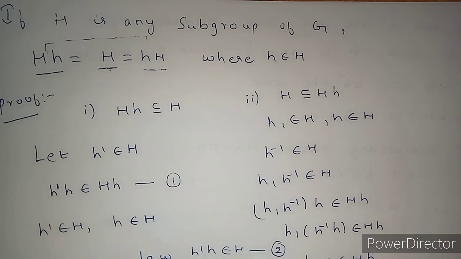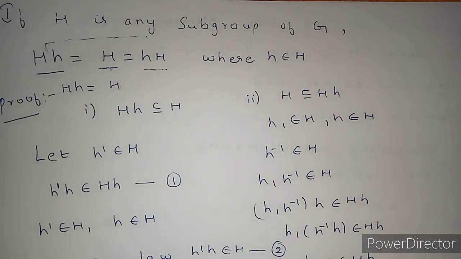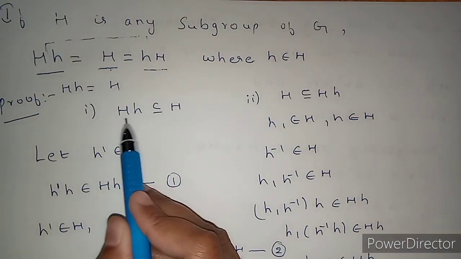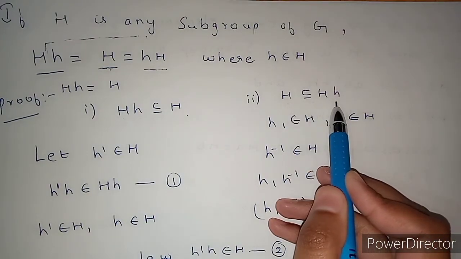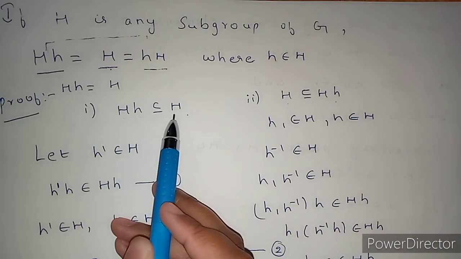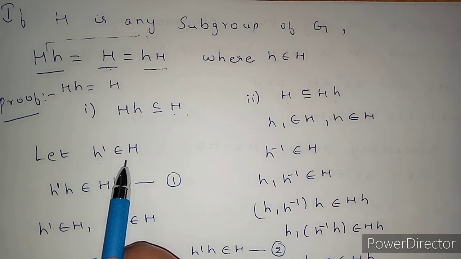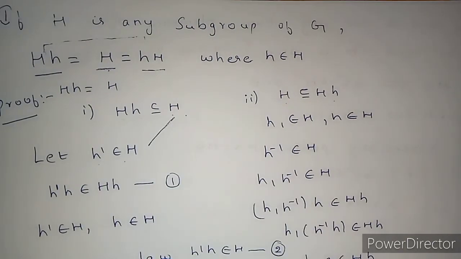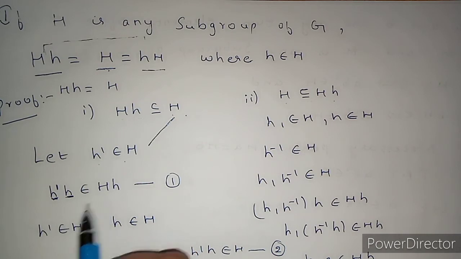Now coming to proof. First let us prove that right coset is equal to H. Okay. For that we have to show that right coset is subset of subgroup H and subgroup is subset of right coset. Okay. First we will show that right coset is subset of subgroup H. Okay. For that let us assume that h' belongs to subgroup H. Okay. Next I am multiplying h, small h, to the right side of h'. So it belongs to right coset, right? What I have told?